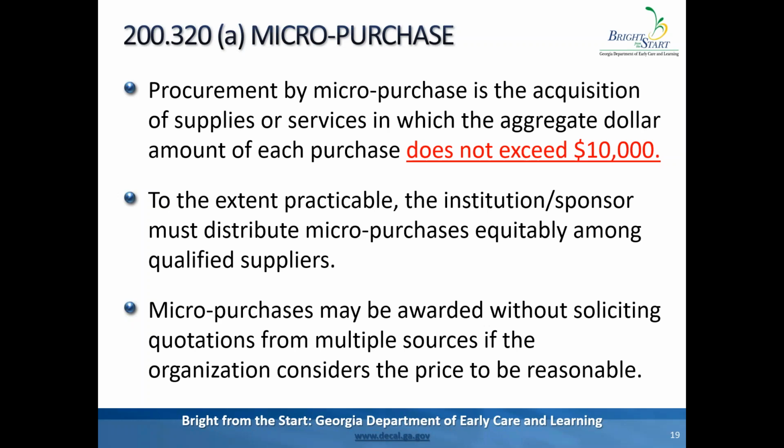And then lastly, micro purchases may be awarded without soliciting quotations from multiple sources if the organization considers the price to be reasonable. So for micro purchases, you do not have to consult 2 to 3 vendors in the same manner that you would for small purchase, and you certainly don't have to go through the formal procurement process of soliciting bids or advertising for micro purchases. But there should be a process that you as an organization and as the purchaser go through in order to ensure that you are getting the best possible price for the supplies that you need for your food program.